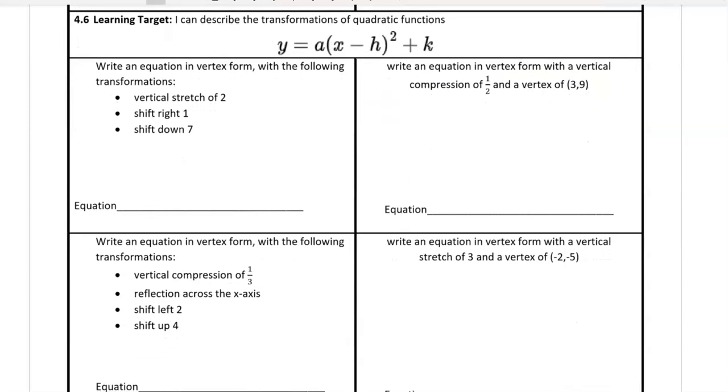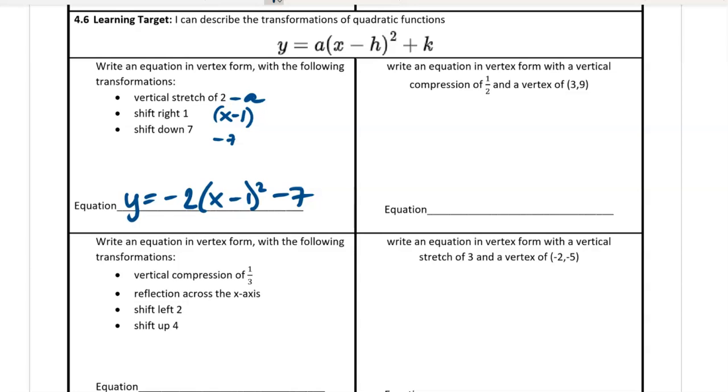All right, transformations. Write an equation in vertex form with the following transformations. Vertical stretch of 2, that represents the a value. Shift right 1, that means in the equation we're going to say x minus 1. And then shift down 7, minus 7. So we're going to say y equals 2 times x minus 1 squared minus 7.